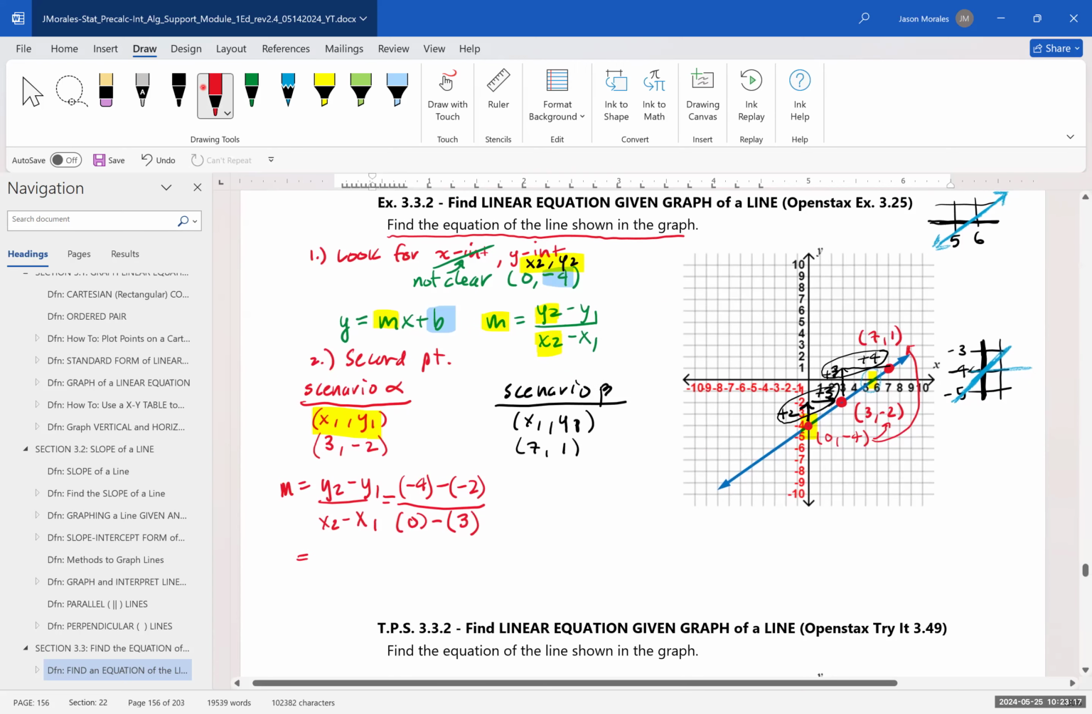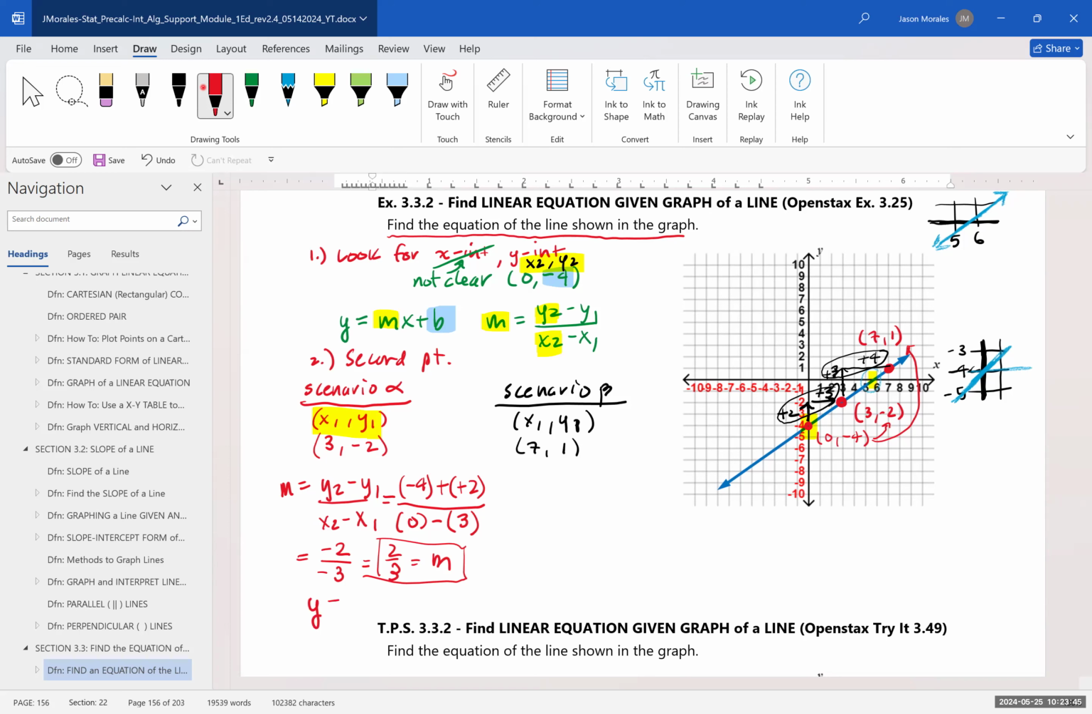And let's see, that's going to give us -4 plus 2. So -4 plus 2 is -2. And 0 minus 3 is -3, which is actually going to be just a positive 2/3. So that is what our slope is equal to. So if we were going to come up with the equation of a line using scenario alpha, the slope-intercept form would be y equals 2/3 x, and our y-intercept, our b, is -4. So that's what we would get for an answer for this one.